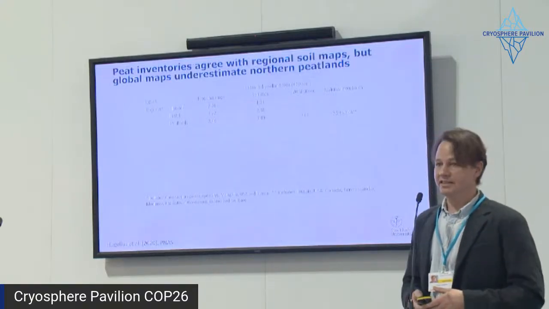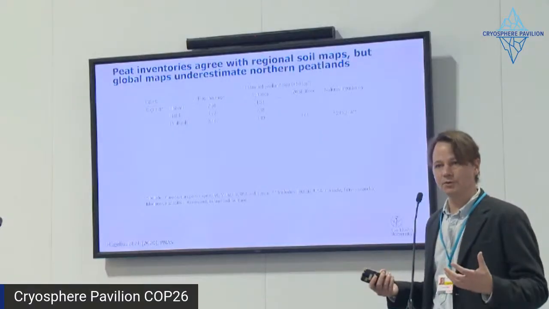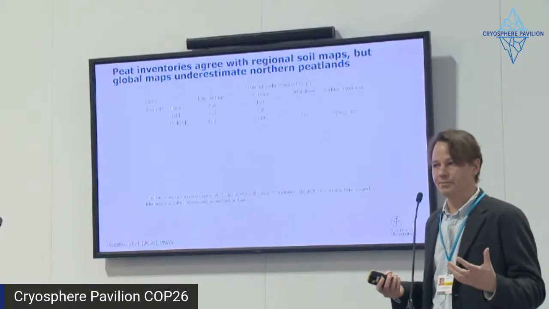So if we look at these new maps, now I apologize for showing you tables. I know you're not supposed to show tables in slideshows, but I'm doing it anyway. The take-home message I want to give is that with these new maps, the peat inventories really agree quite well with the regional soil maps. And we were quite happy about that, that the regional map peat inventories in the tables, which we tend to trust because they are quite good data, show almost exactly the same amount of northern peatlands as do the regional maps.